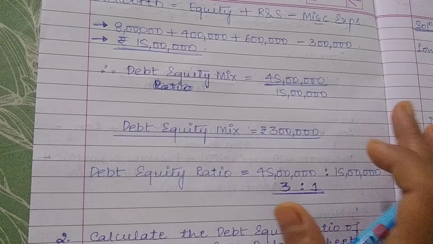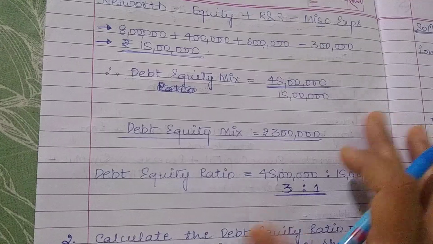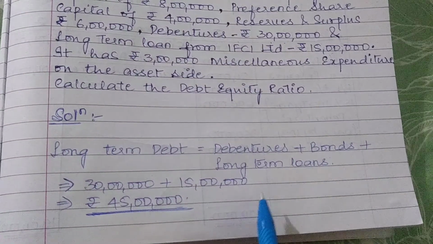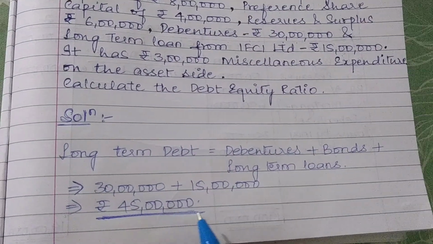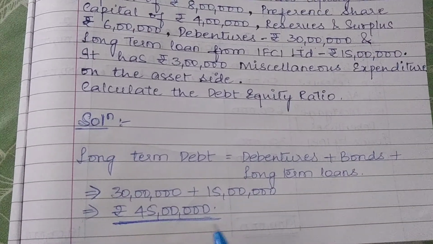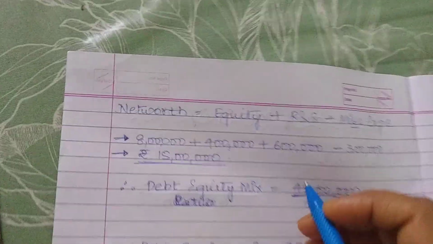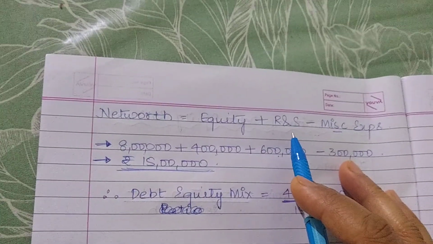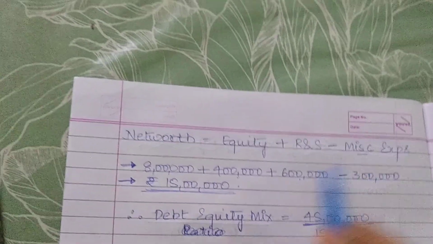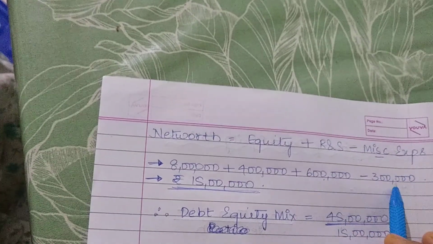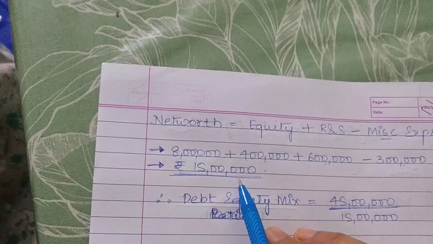Okay, so students, hope you understood your first problem. Let me repeat if you want. Long-term debt is equal to debentures plus bonds plus long-term loans. That is 30 lakh plus 15 lakh, that is 45 lakhs. Coming to your net worth, the formula is equity share capital plus preference share capital plus reserves and surplus minus miscellaneous expenses. So that is 8 lakh, 4 lakh, 6 lakh minus miscellaneous expenses, which is 3 lakh. You will have 15 lakh.